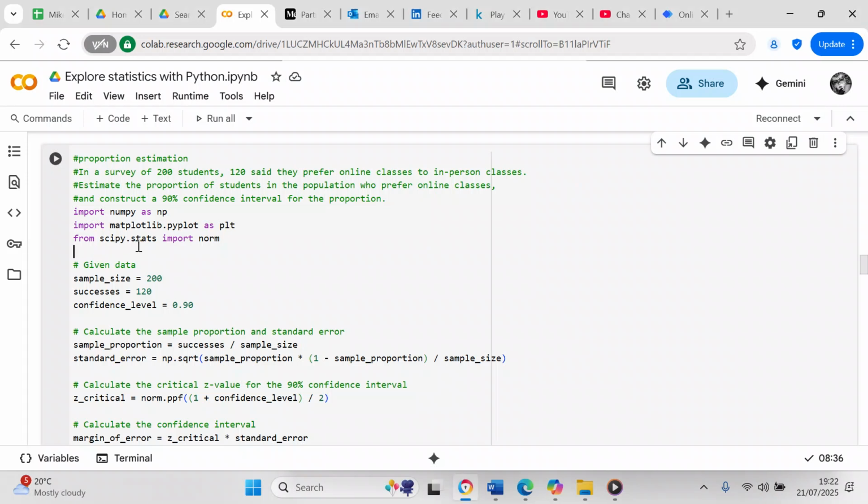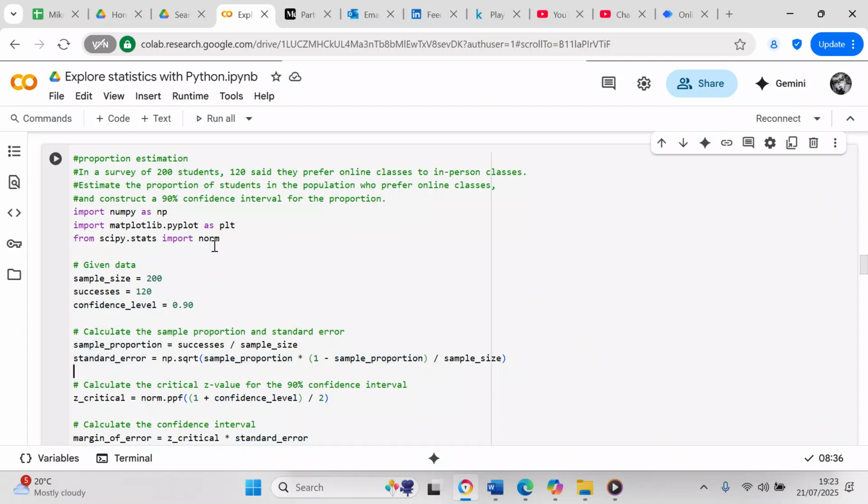Then we're going to define our variables. You have a sample size of 200, successes of 120, and a confidence level of 90. Now we're going to calculate the sample proportion and standard error. Sample proportion equals successes divided by sample size. Standard error equals the square root of sample proportion times 1 minus the sample proportion, divided by sample size.